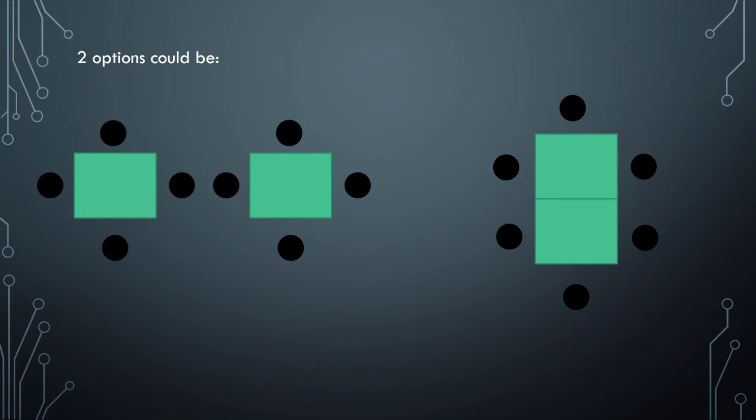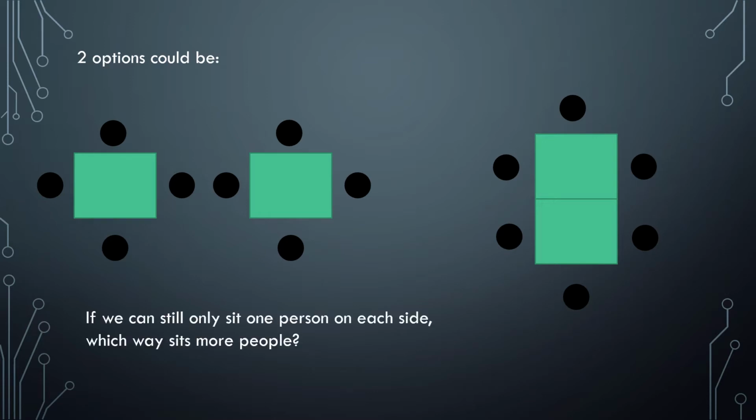How we join them together, we could do it that way, we could do short edge to short edge. Essentially, keep them separate or join them together. They are our two options. But if we can still only sit one person on each side, which way is going to give us more people? Well, if we keep the tables separate but just move them closer together, that's still going to give us that space. We're going to get 8 people round those tables, whereas if we join them together, we're only going to get 6.